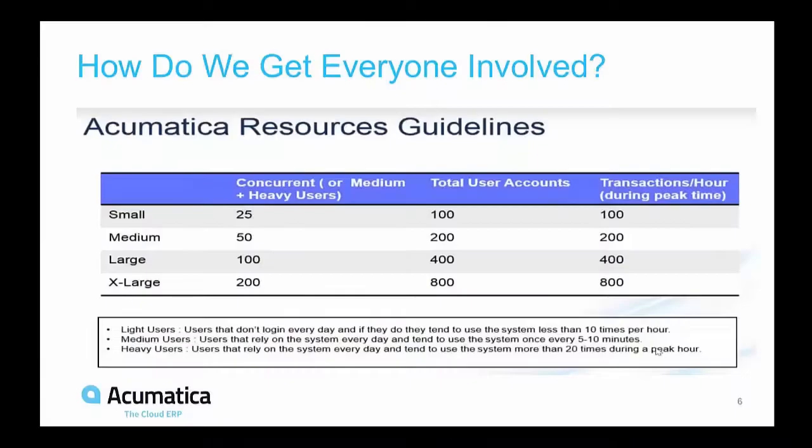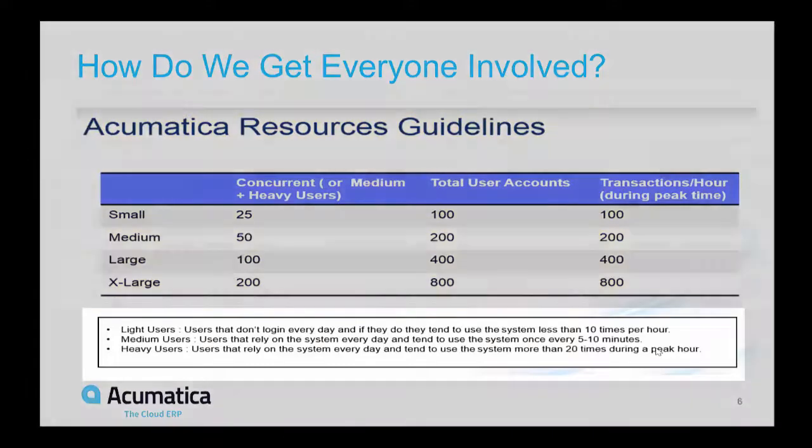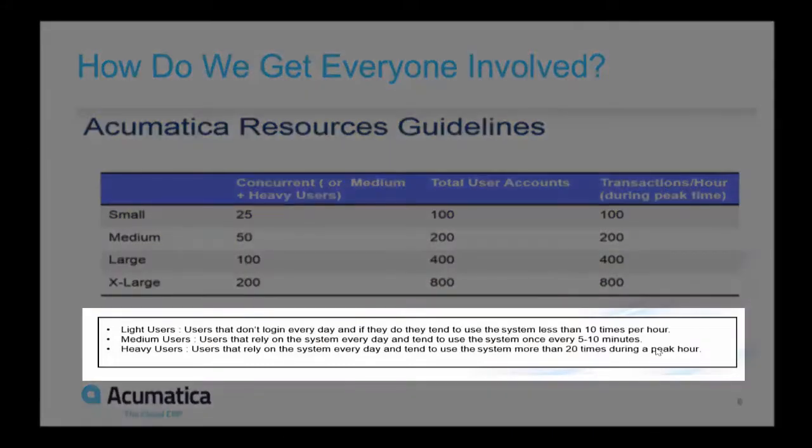How do we get everybody involved? Rather than signing a contract with a certain number of users, full users, light users, casual users, and then having to change that contract as the number of users are engaged into the system, Acumatica sells based on what we call a resource. And a resource, just to keep it simple, is a small, medium, large, extra large, and so forth. And as you see from the bottom box there, we have different types of users. We have light users, medium users, and we have heavy users. You can read on the bottom of the slide how these users are defined.